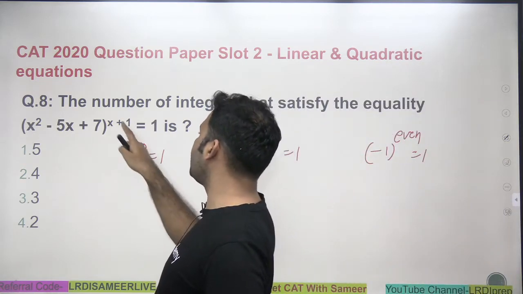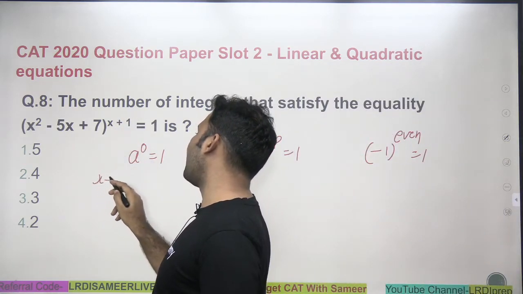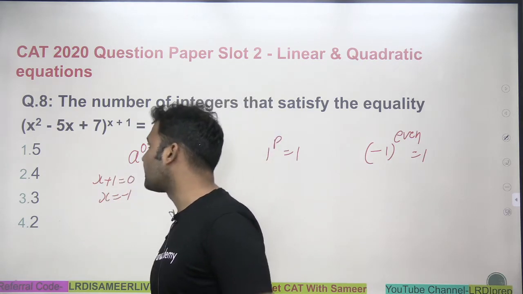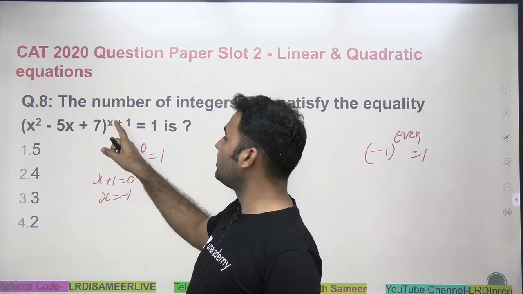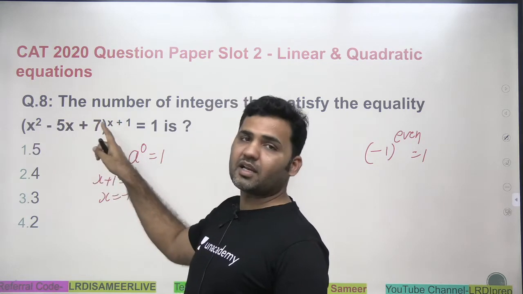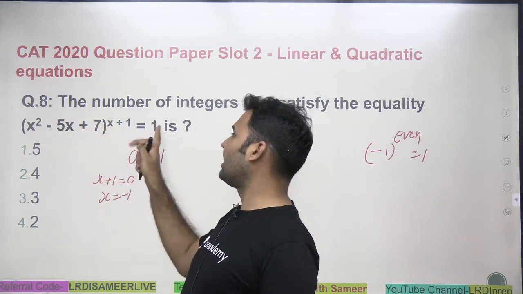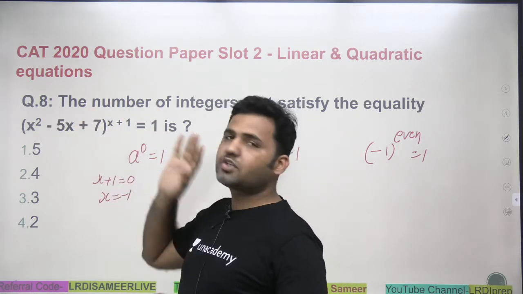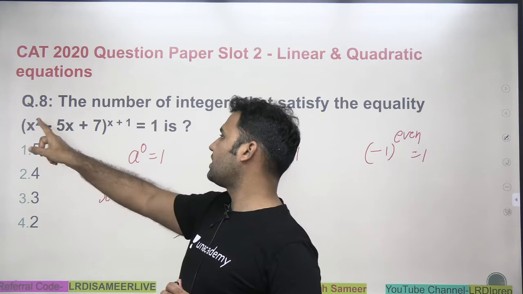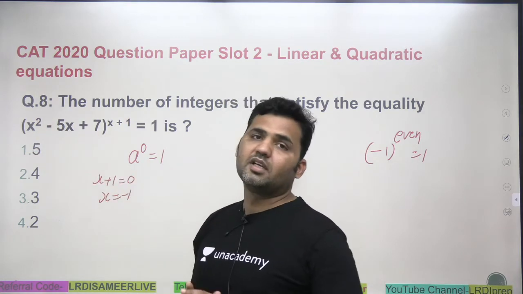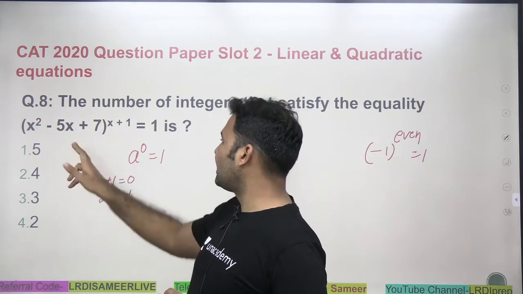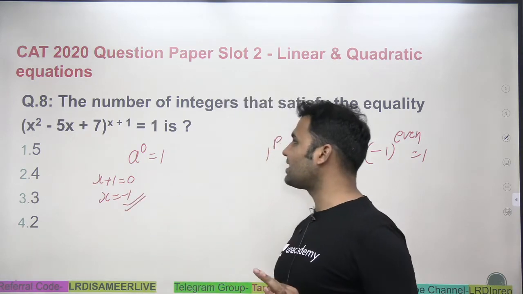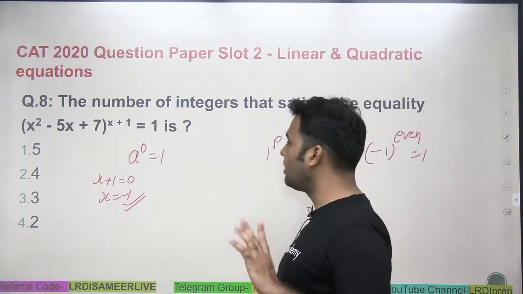This will be the case when the value in the power is equal to 0. That means x is equal to minus 1. At x equal to minus 1, the power becomes 0. Whatever the base becomes at x equal to minus 1, the value will definitely be equal to 1. Now you just need to check that at x equal to minus 1, the base should not be 0. When I put x as minus 1, this is 1 plus 5 plus 7, which is 13. So 13 power 0 will be 1. So the first integer that satisfies this is x equal to minus 1.